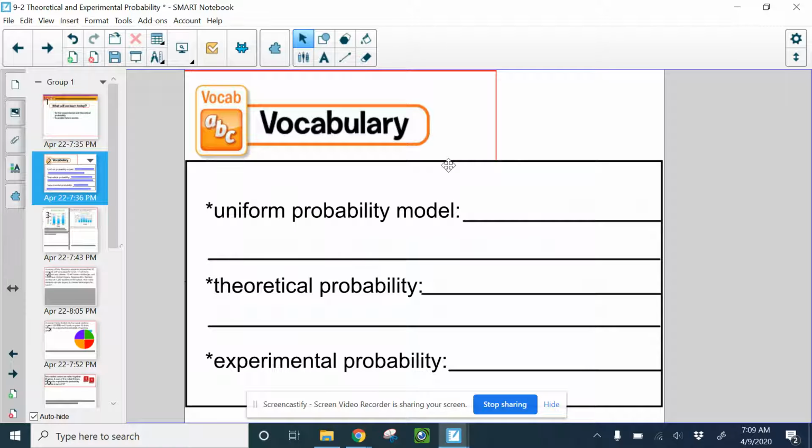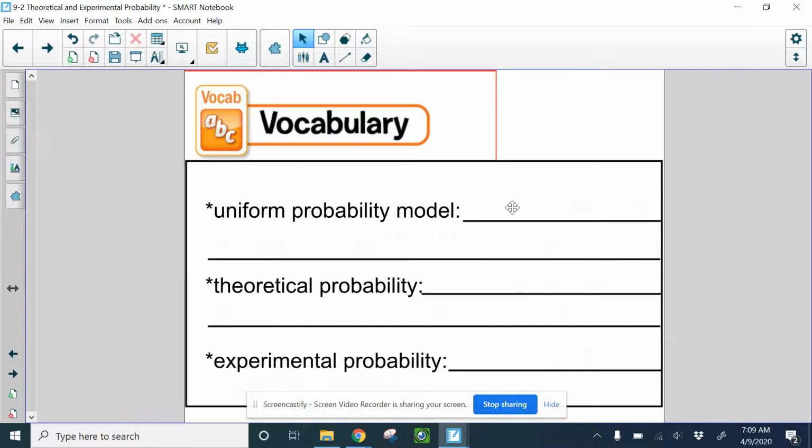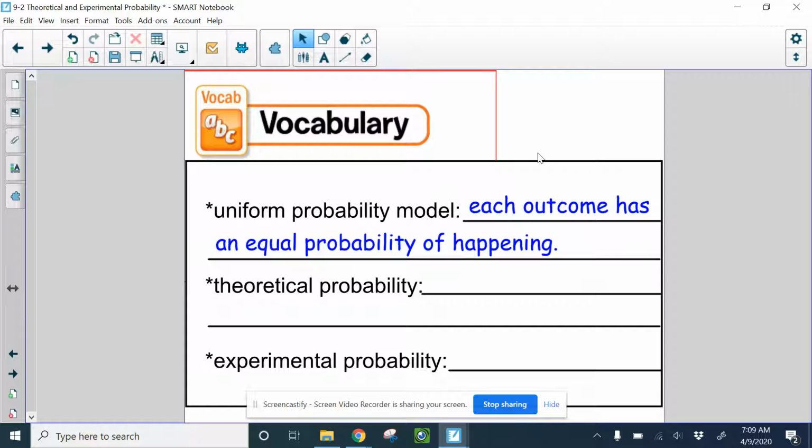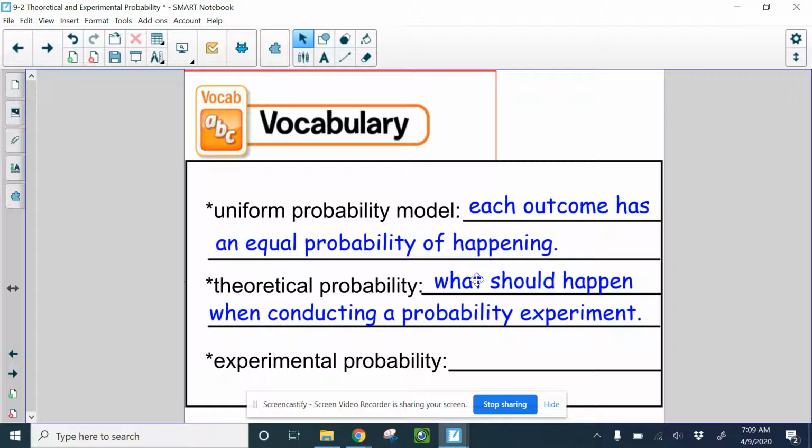So we're going to talk a little bit about the uniform probability model. That is when each outcome has an equal probability of happening. That's what our events today are going to all entail. Yesterday, we were working with something called theoretical probability. Theoretical probability is what should happen when conducting a probability experiment.